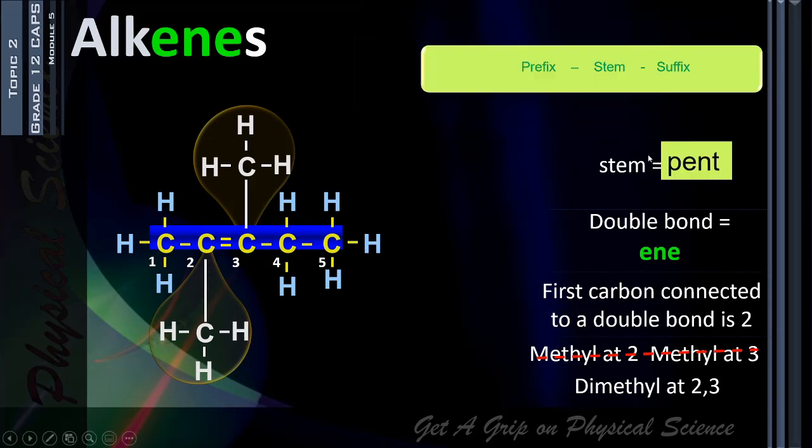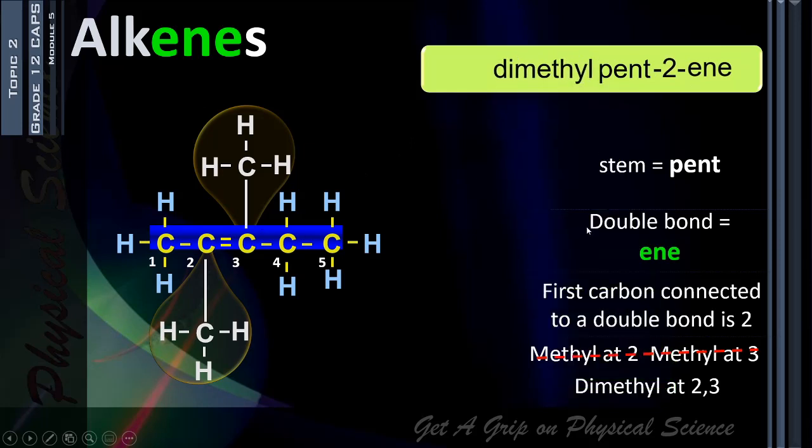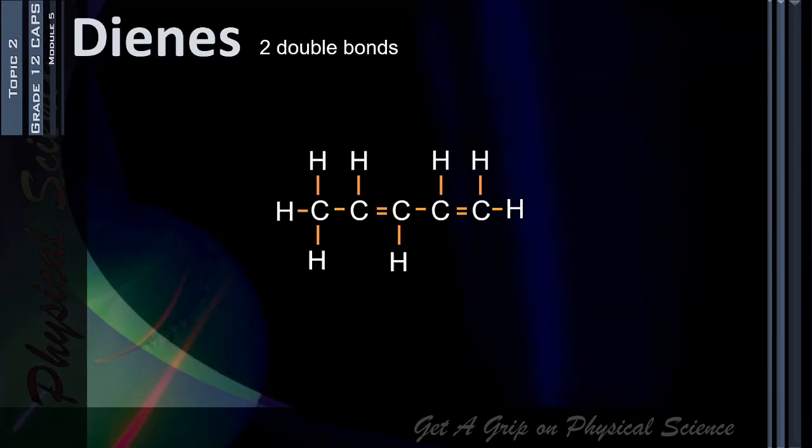The stem is pent, the -ene to tell us that this is an alkene, but we have to say that this double bond is on carbon number 2. So we use a 2 to show that the double bond is on carbon number 2. And then we have to write down all the substituents or alkyl groups. There are 2. It's a dimethyl at carbon number 2 and 3. So the name of this molecule, 2,3-dimethyl pent 2-ene. One word, commas between the numbers and hyphens between the numbers and letters.